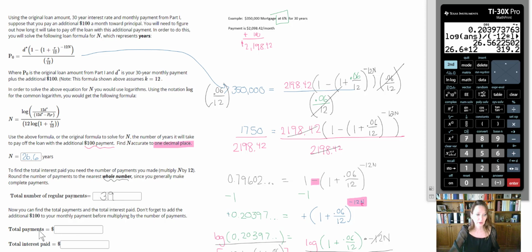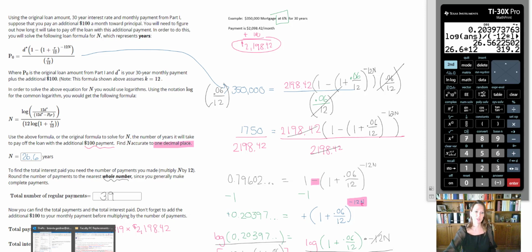And then you could figure out the total payments. If I made 319 payments at my $2,198.42, all I need to do, again, is take a complete payment, 319, times it by the 2,198.42 to get the total payments, and then subtract as you did in the annuities to find the interest paid. Let me know on the discussion board if you have any other questions or comments.